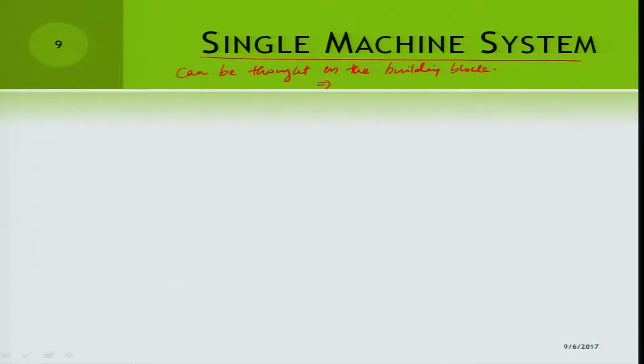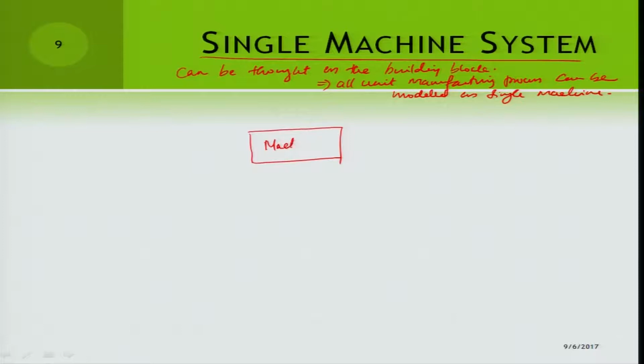Which means all unit manufacturing processes can be modeled as a single machine. If you think about it in a schematic fashion, a single machine system is something like this. You have a machine. This machine could be anything. It can be a drill, a mill, a grinder, a planer, whatever you want to call it. Any of them can be modeled this way.